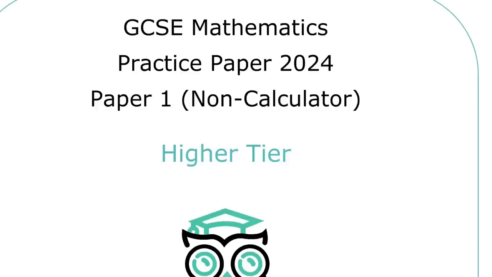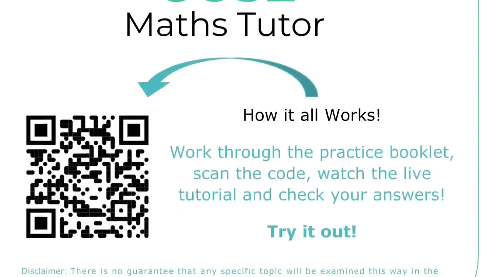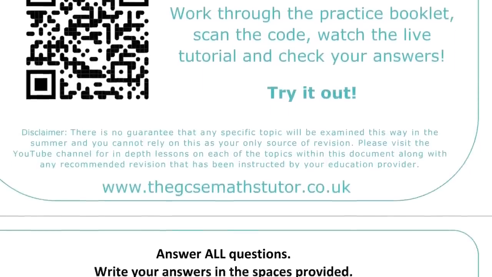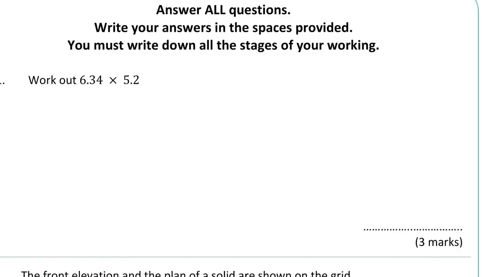Okay, welcome to this video. We're going to be having a look at a practice paper for the Paper 1 Non-Calculator Higher Tier exam. Now don't forget, once you've got this paper, you can scan the QR code on the front to get back to the video at any point. We are going to be firing straight into this as we have no time to waste, so we're going to get started on question 1 straight away.